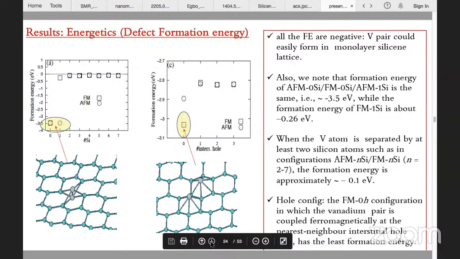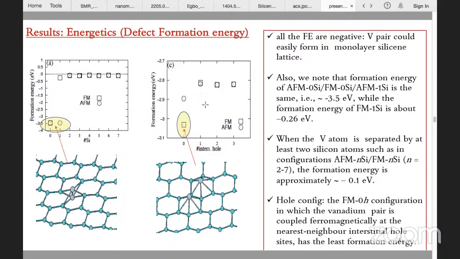Again, we determined the formation energy of those defects, and the most important thing here is that the formation energies are all negative, which basically means that when you put vanadium in silicene, there's a possibility for you to have a stable material. If you look at this yellow circle that I put here, you see that when the vanadium atoms are at the nearest position to each other, the formation energy is the most negative, and when they are separated by just one atom, the formation energy is also quite negative, and they're the most stable configurations.